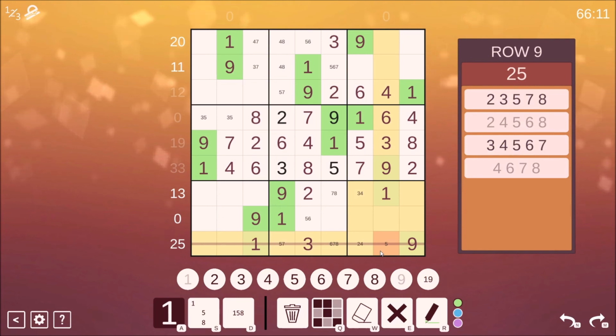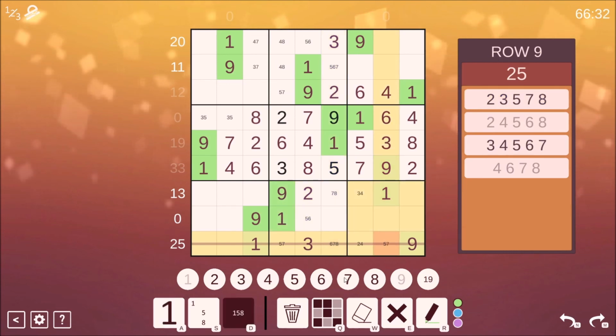What did I go over? 3, 6, and 4 in this column. So we can't have a 4 or a 6 here. I think we can have a 7 there as well. So that's where we went wrong. But that's still a little bit useful.